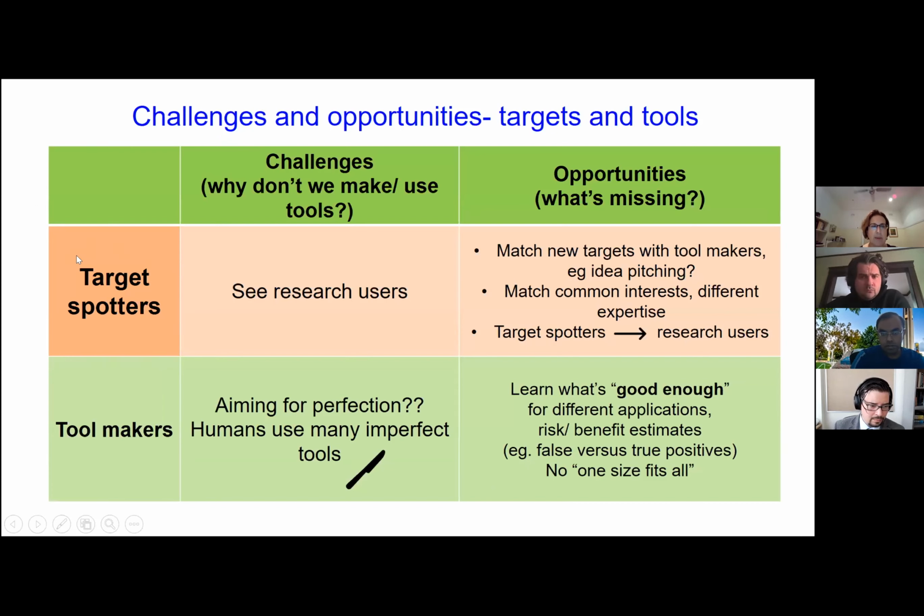So in terms of the people that I'll refer to as the target spotters, I guess the opportunities are the capability of matching people that might have a new target with someone who can develop a tool. I guess we could do that in different ways: competitions, idea pitching, exercises. Essentially, it's about matching people with common interests but with very different expertise. And I think that's essentially what led to the development of Seek and Blast. And these people who are target spotters can go on to become research users of tools as well.